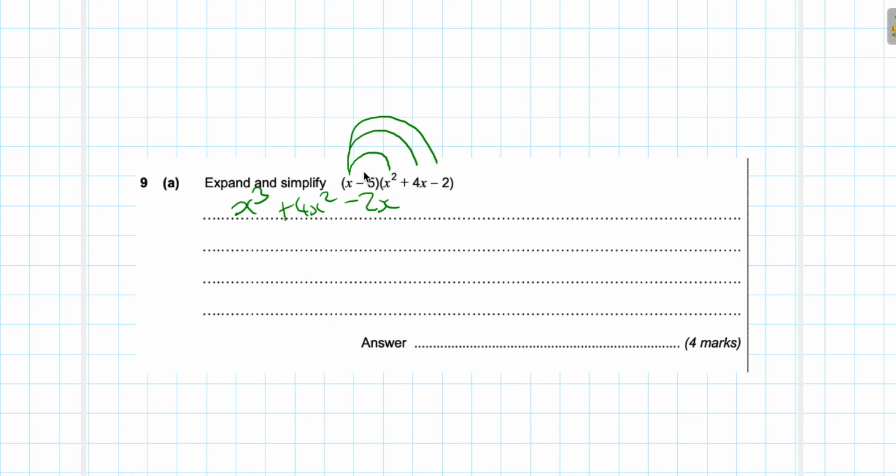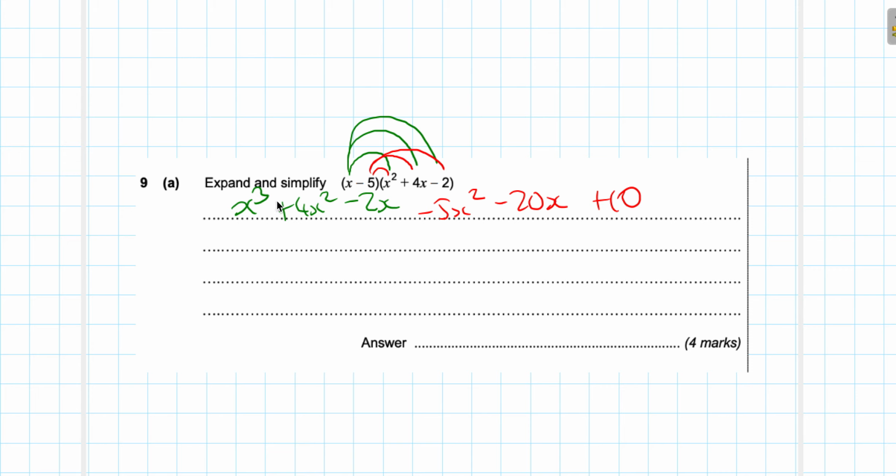Then the next term, again, watch out for the sign here. It's minus 5 times x squared, in a different colour. So minus 5 times x squared is minus 5x squared. Then minus 5 times 4 is minus 20x. And minus 5 times minus 2 is plus 10. Again, if you need to write out individually each multiplication, that's fine. It's an easy 4 marks to get, so it's well worth your time writing everything out.